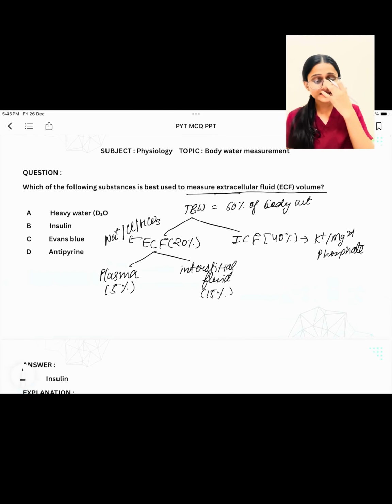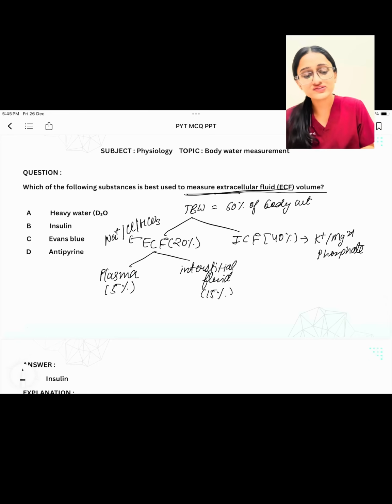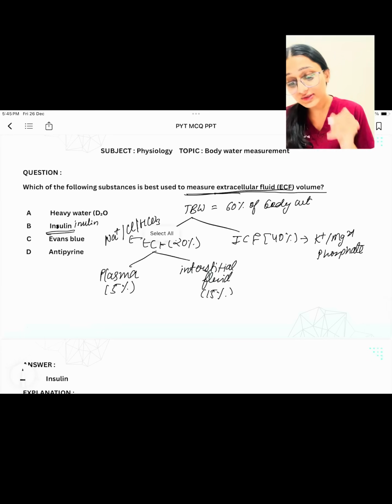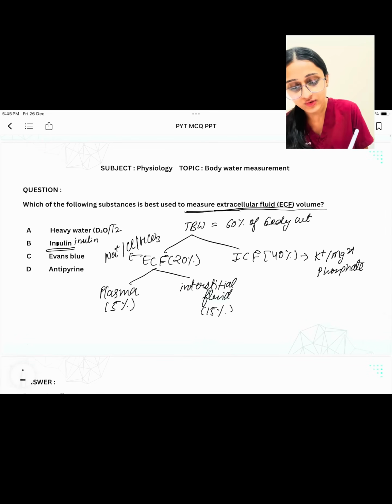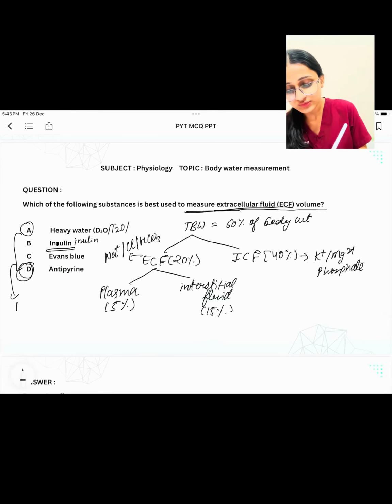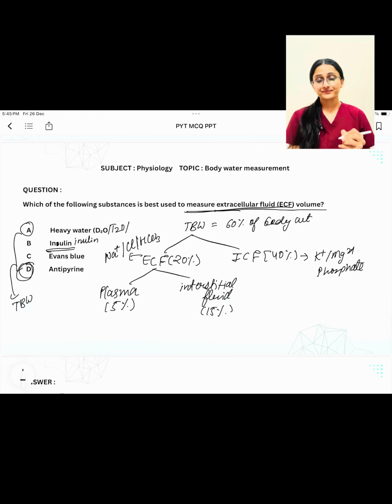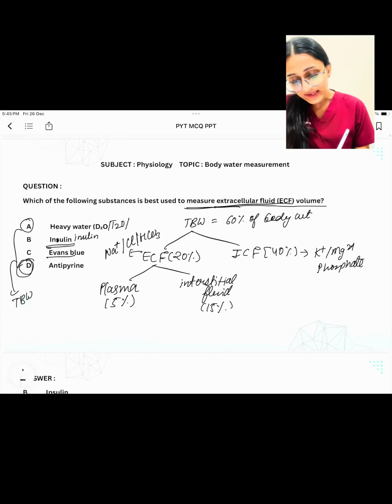Okay, so basically in this question they are asking how to measure ECF volume. To measure ECF the answer will be inulin. Inulin is used to measure ECF. And what about the other options? D2O or sometimes T2O, and also antipyrine, all these are used to measure total body water. And Evans blue is used to measure plasma. Antipyrine I told you is total body water.